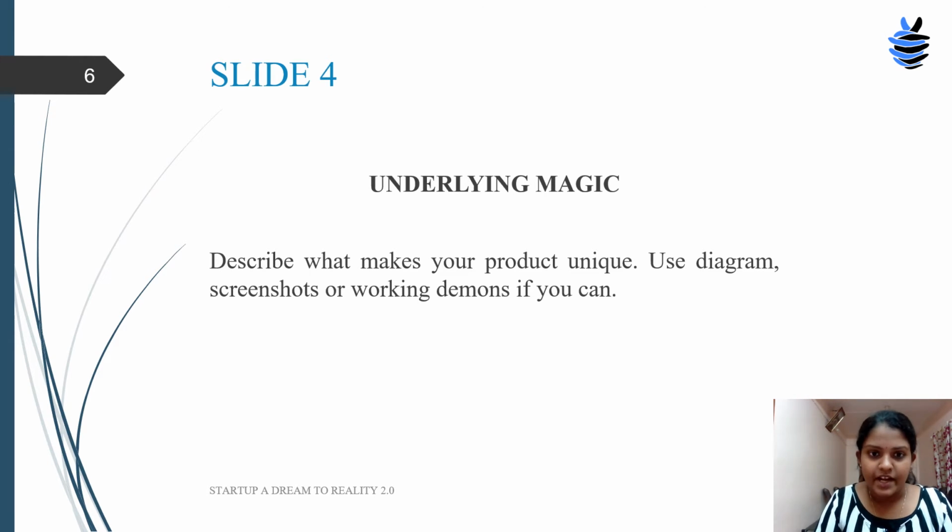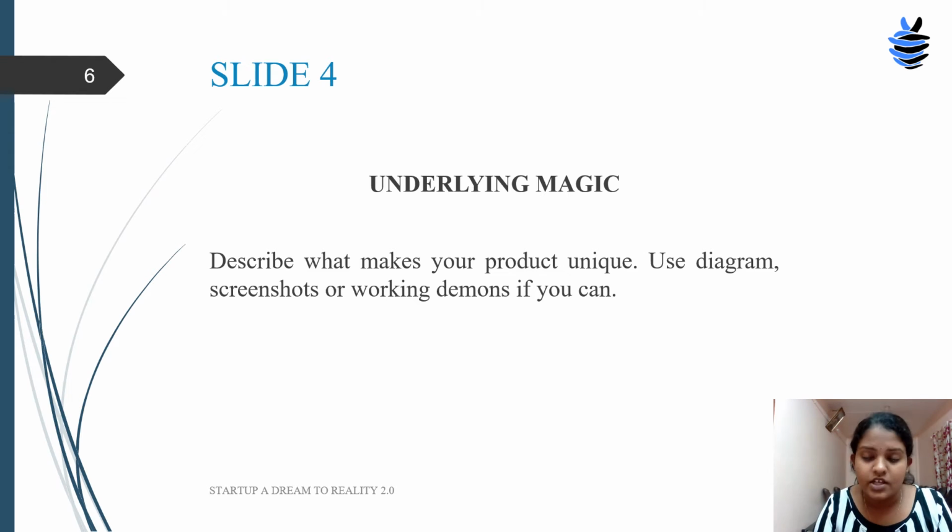So the fourth slide, underlying magic. Describe what makes your product unique. Use diagrams, screenshots or working demos if you can. So this is the slide that really attracts your investors or stakeholders. Underlying magic. Every organization or startup has its own specialities or uniqueness.